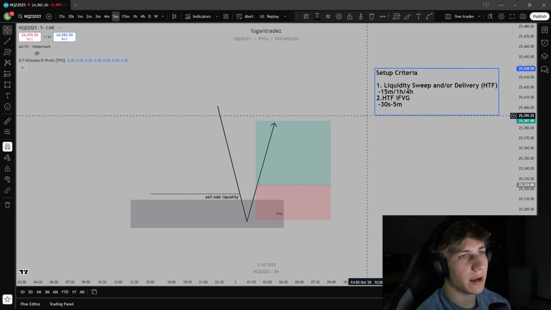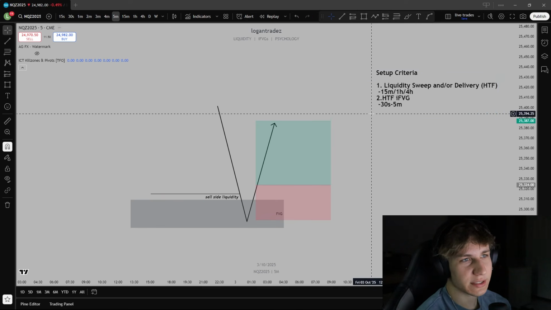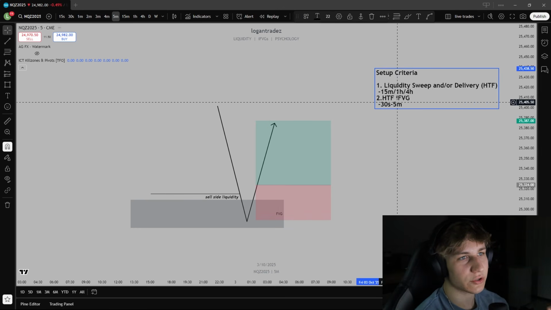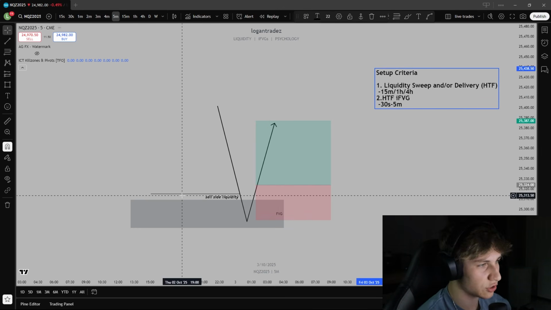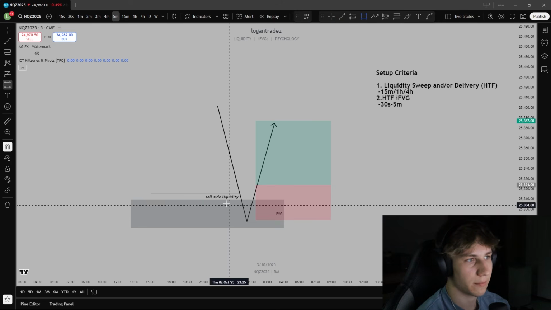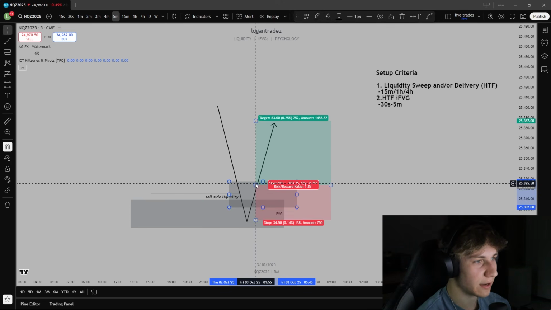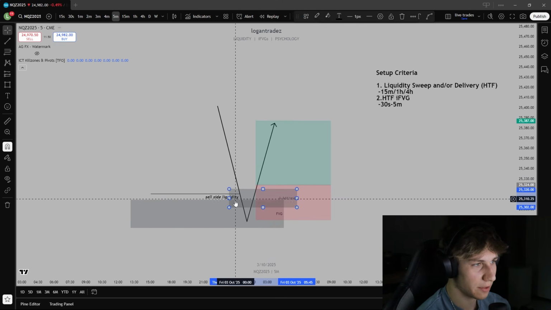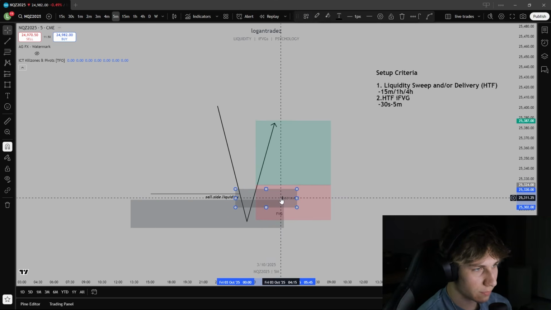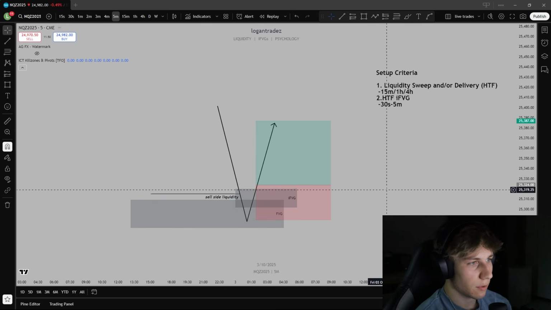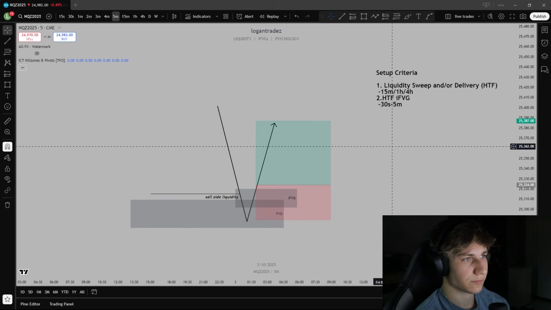Now, this is all the mechanical stuff you need, just the bare minimum for the setup. Now, I've already done some videos on subjective. I'm just doing this video specifically on the entry model, right? So iFVG, right? So this is it here.